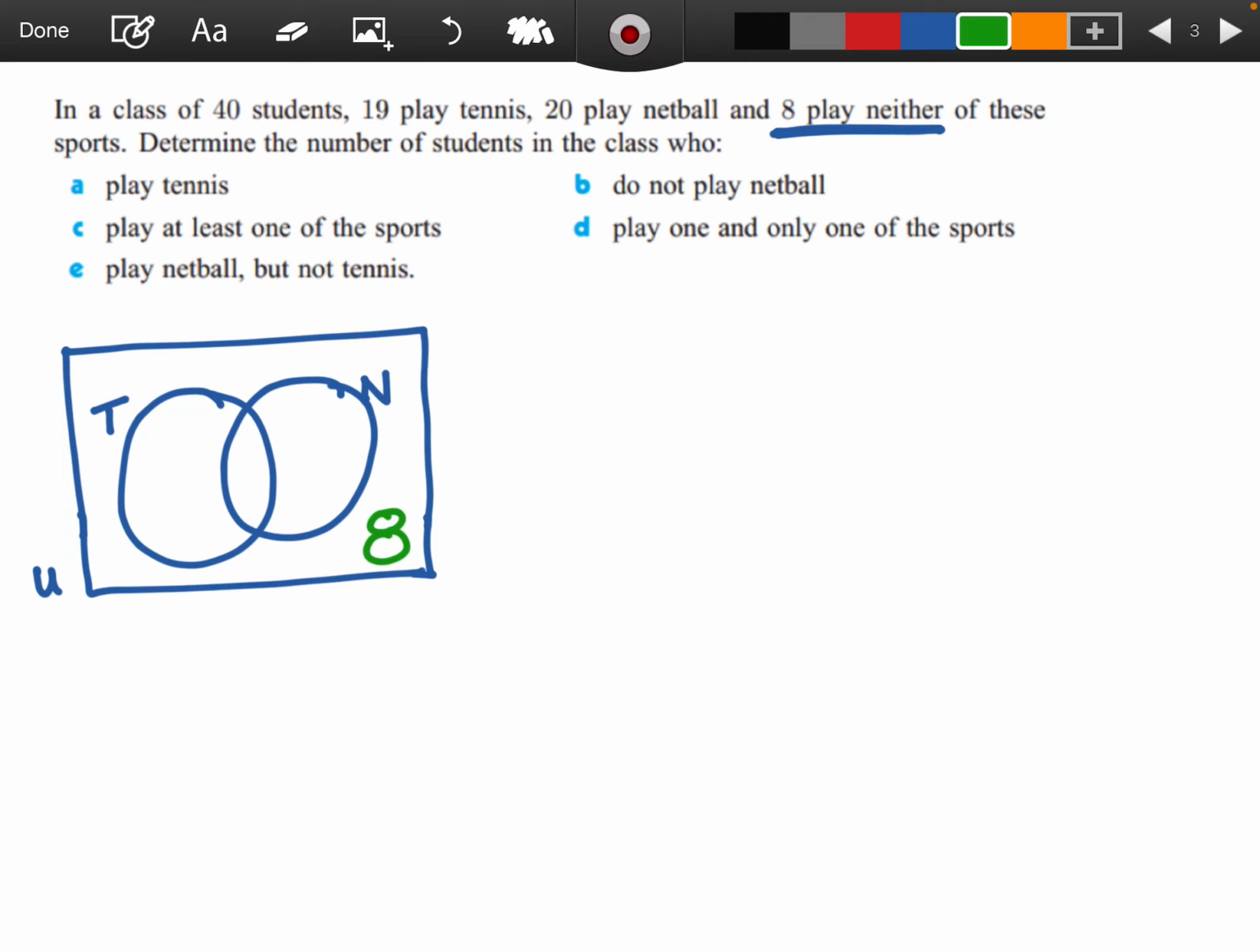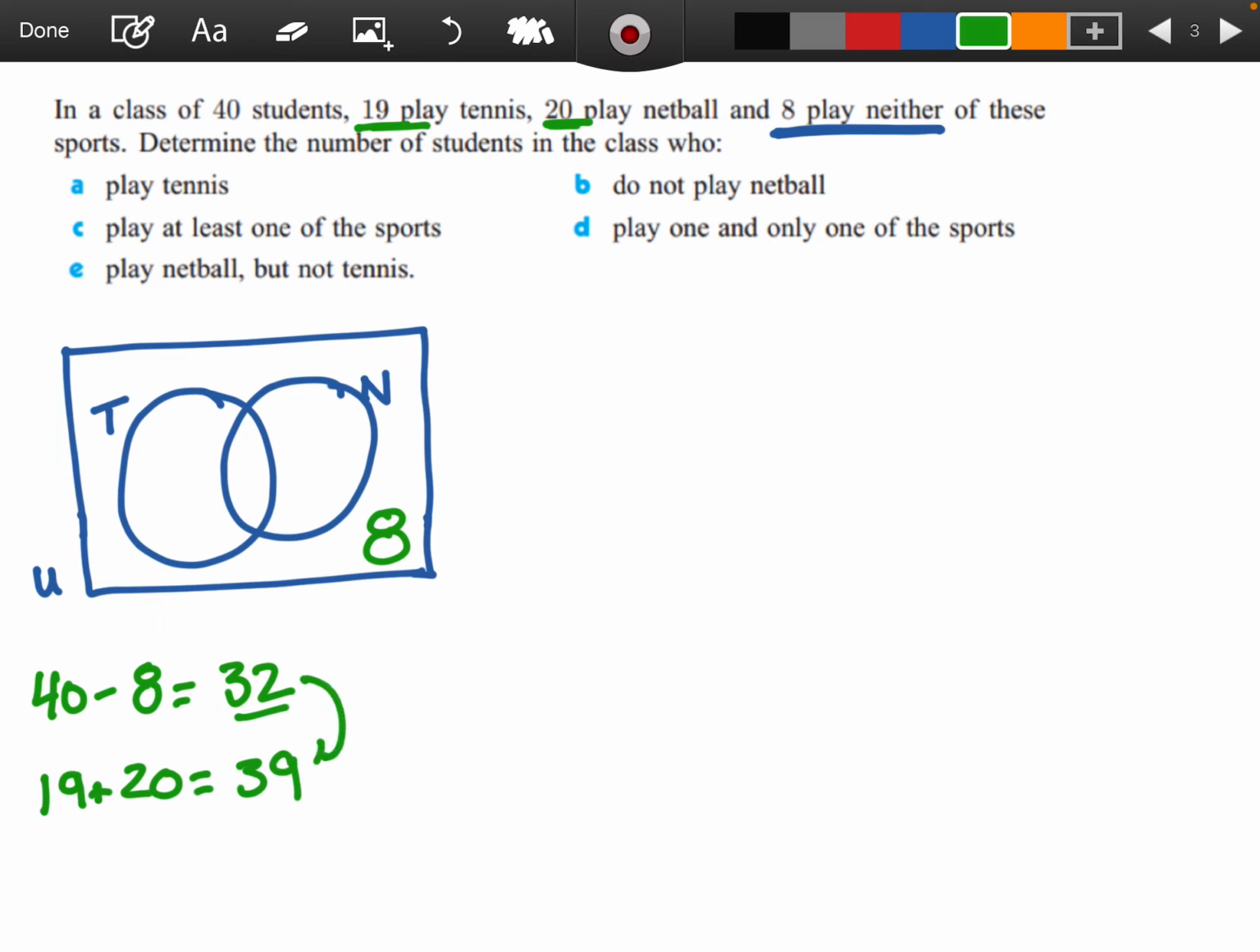So out of our 40 students, we have now accounted for 8 of them, leaving us with 32 students to put somewhere into this Venn diagram. The problem is that the number we have left here, 19 tennis players, 20 netball players, that's more than 32. So if we add up the people from the question that are playing the 2 sports, that's 39. How do we account for 39 people when we only have 32 left to put somewhere?